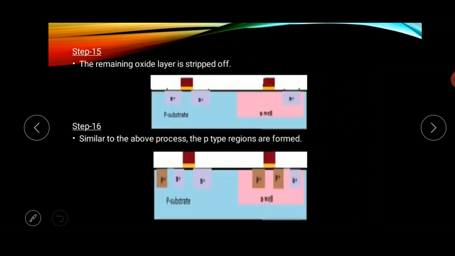Then in step 16, the same process is followed for the formation of P plus region. So first, the entire surface is covered with oxide layer. Then the oxide layer is selectively removed. Then P-type impurities are added to the surface. Then 3 P plus regions are formed. Then the remaining oxide layer is removed.